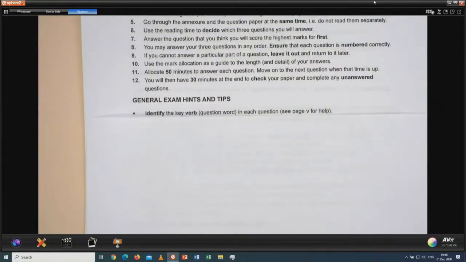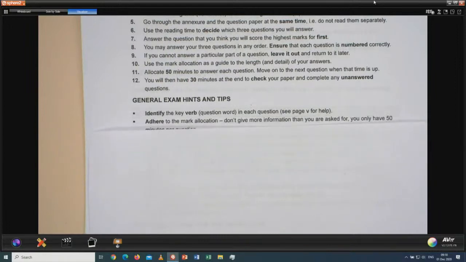The general tips are all about this: sometimes you don't fail because you don't know the content. You fail because you don't understand the question. So identify the key verb or question word in each question. We'll come to this later on because it is important. Again, the next thing, adhere to the mark allocation. Don't give more information than you are asked for. You only have 15 minutes, remember, per question.